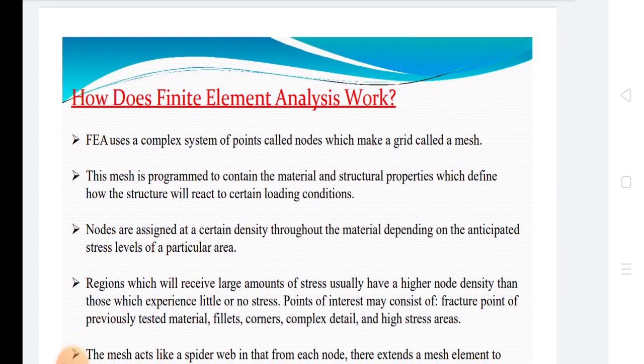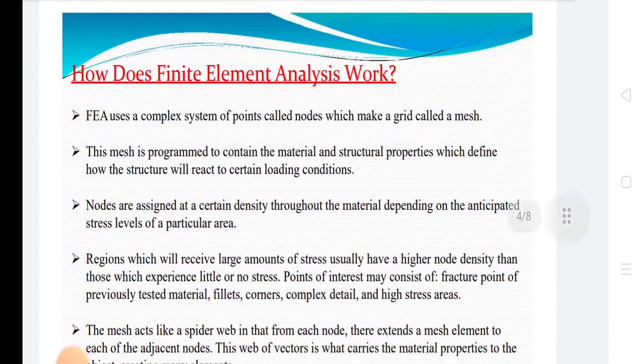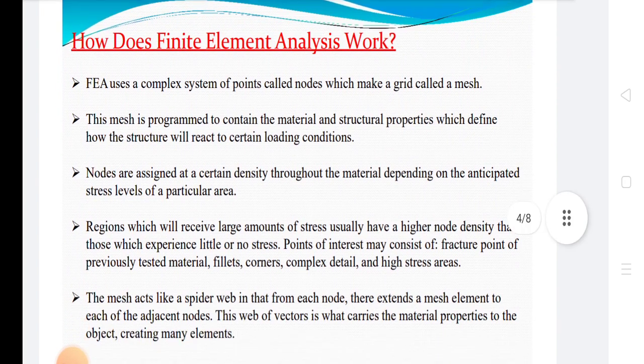How does finite element analysis work? FEA uses a complex system of points called nodes which make a grid called a mesh. This mesh is programmed to contain the material and structural properties which define how the structure will react to certain loading conditions. Nodes are assigned at a certain density throughout the material depending on the anticipated stress levels of a particular area. Regions which will receive large amounts of stress usually have a higher node density than those which experience little or no stress.